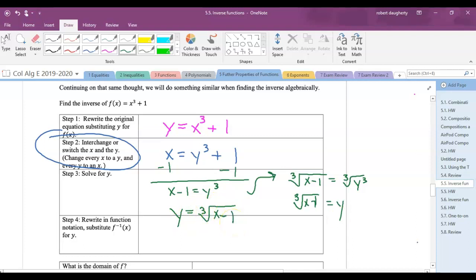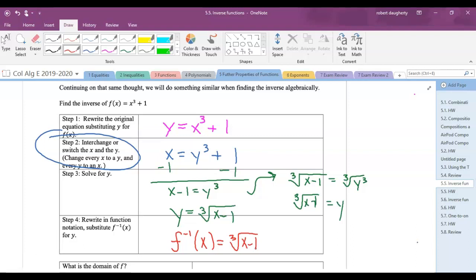Your final step here is to write this in inverse notation. So f inverse of x is the cube root of x minus 1. That just means f inverse. It's just a notation that means f inverse. Okay.